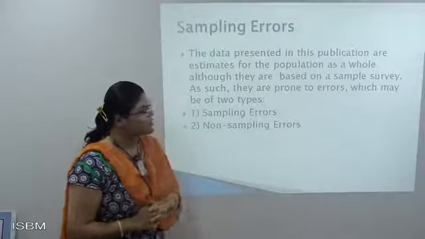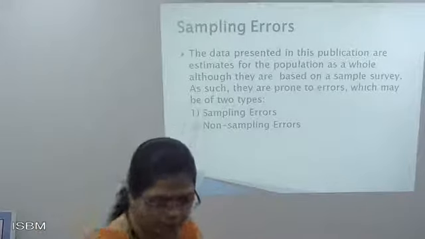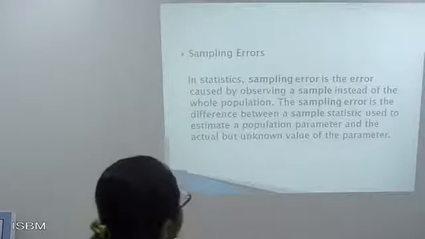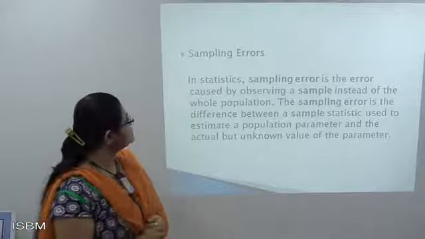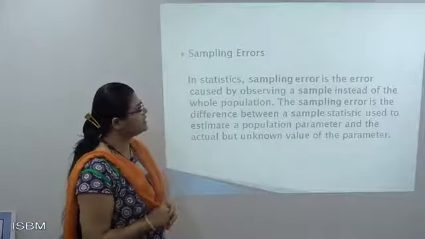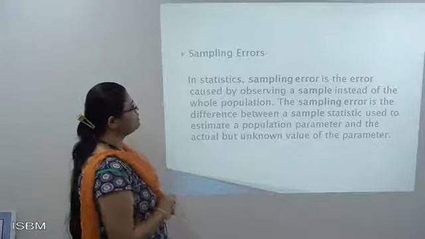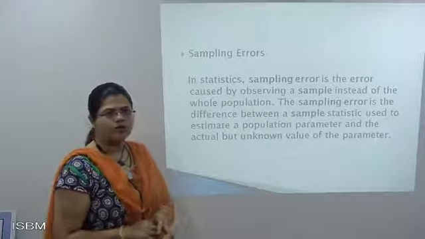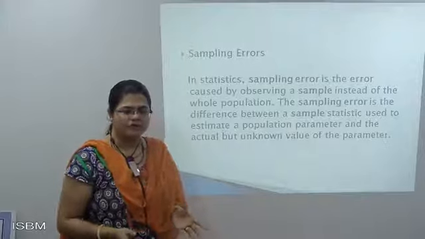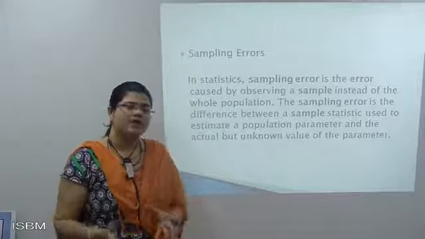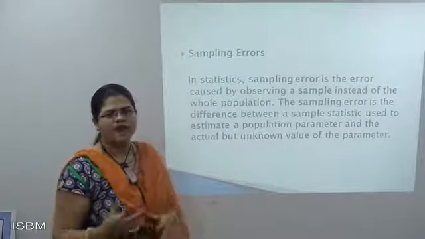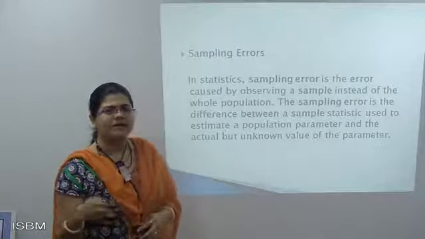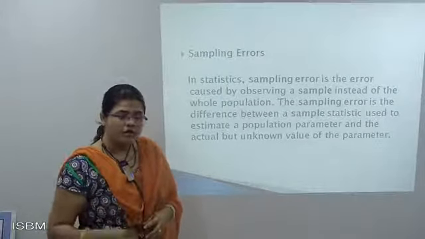Sampling errors and non-sampling errors, we'll just go through it, so at least the doubts relating to this will be clear. Now see, what are sampling errors and non-sampling errors? In a statistical way, sampling error is the error caused by observing a sample instead of the whole population. Here, you're not checking each and everything, you're not calculating the whole population, but just randomly picking up a sample.